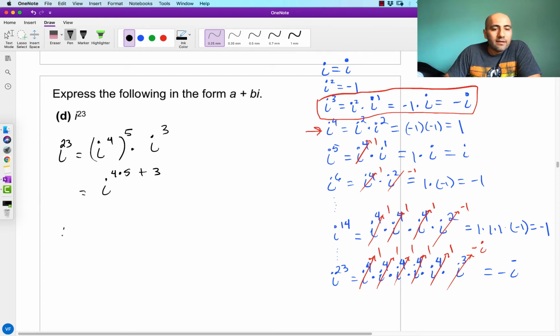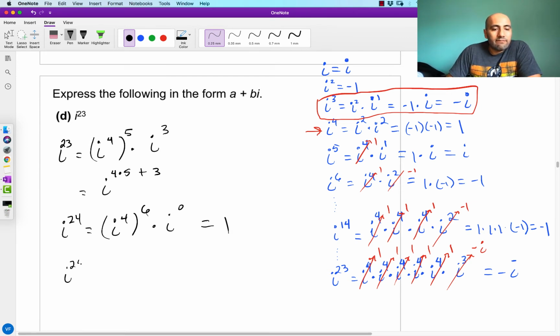It can't be a 4, because if it was a 4, then we'd have one more copy. If I had i to the 24th, then I can rewrite this as i to the 4th, 6 times, and then there's nothing remaining. So then, times i to the 0. And so this becomes 1 times 1. The whole thing just equals 1. i to the 24th is a 1.